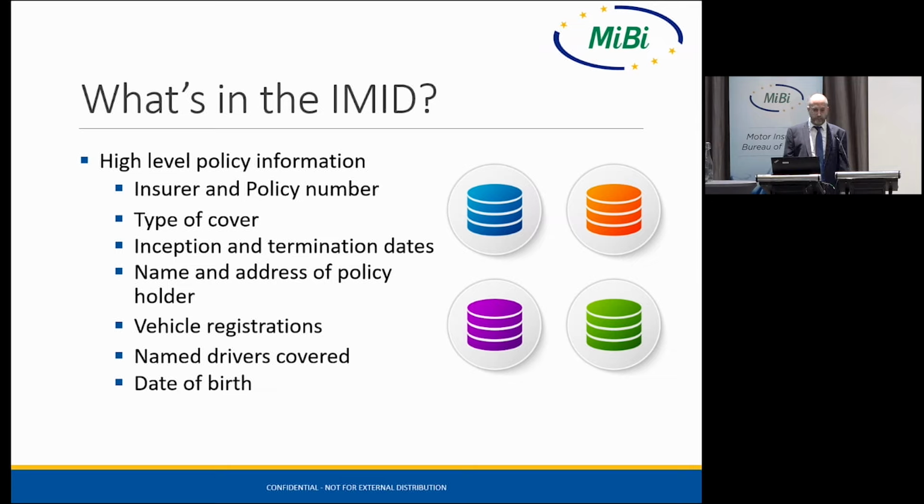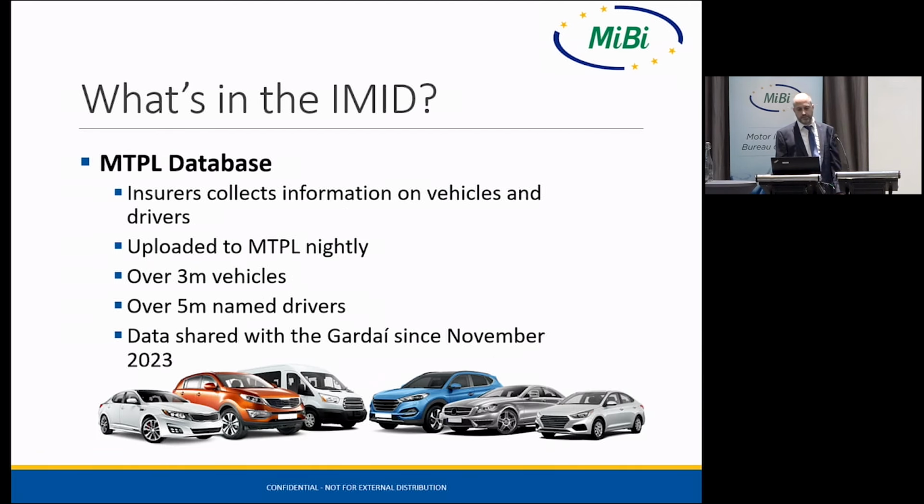So what is in IMID? The data stored in IMID consists of high-level policy information such as insurer and policy number, type of cover, inception and termination dates, name and address of policyholders, vehicle registrations, named drivers covered, and date of birth.